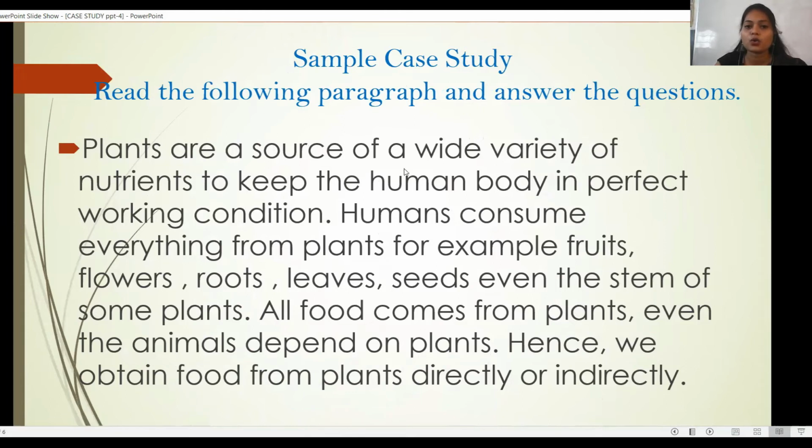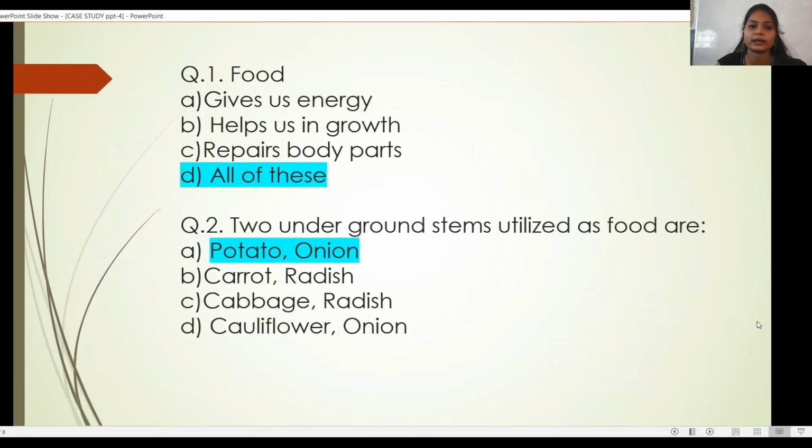Plants are a source of a wide variety of nutrients to keep the human body in perfect working condition. Humans consume everything from plants, for example, fruits, flowers, roots, leaves, seeds, even the stem of some plants. All food comes from plants, even the animals depend on plants. Hence, we obtain food from plants directly or indirectly.